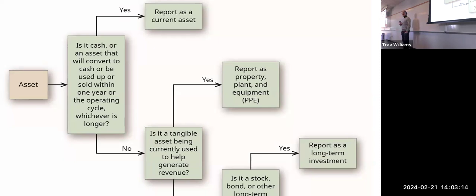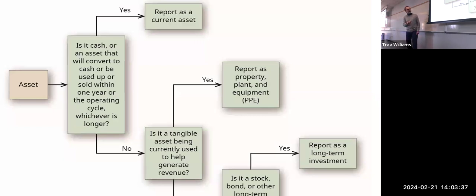What do you think plant means in this situation? Manufactured. Factory. Not like a tree, but like a factory. Okay, so property, plant, and equipment. Those would be long-term assets used in the production of your business.